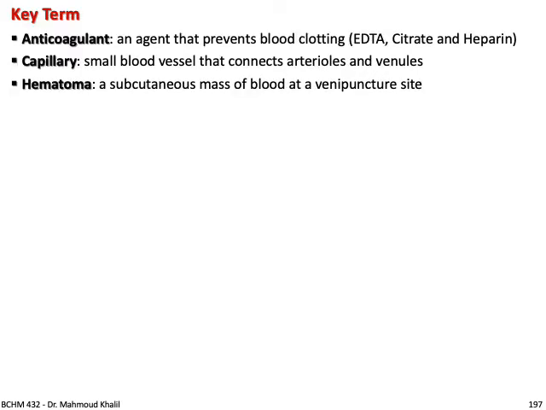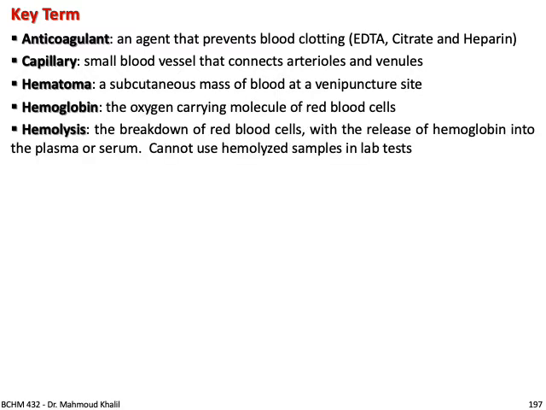Some important key terms. Anticoagulants are agents that prevent blood clotting, like EDTA, citrate, or heparin. Capillary is a small blood vessel that connects the arterioles with venules. Hematoma is a subcutaneous mass of blood at the site of collecting the blood. Hemoglobin is the oxygen-carrying molecule of the red blood cells. Hemolysis is the breakdown of red blood cells with the release of hemoglobin into the plasma or serum. We cannot use a hemolyzed sample in lab tests.